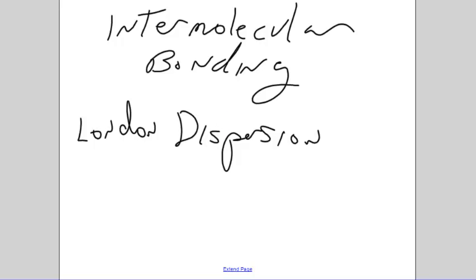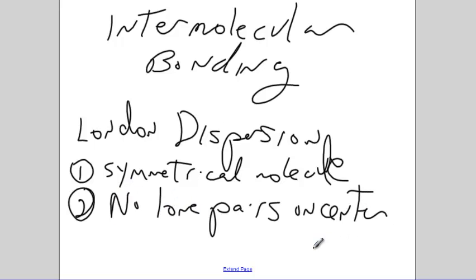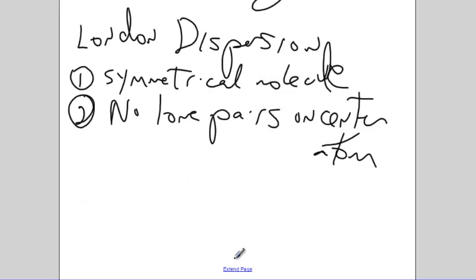So, two things. If you have London dispersion, one, you have a symmetrical molecule, i.e., every atom attached to the center atom is the same atom. And two, you have no lone pairs on the center atom. Because if you have lone pairs on the center atom, it changes the shape. It's not a symmetrical shape. Okay? If those two things are true, then the only attraction between molecules is something called an induced dipole.